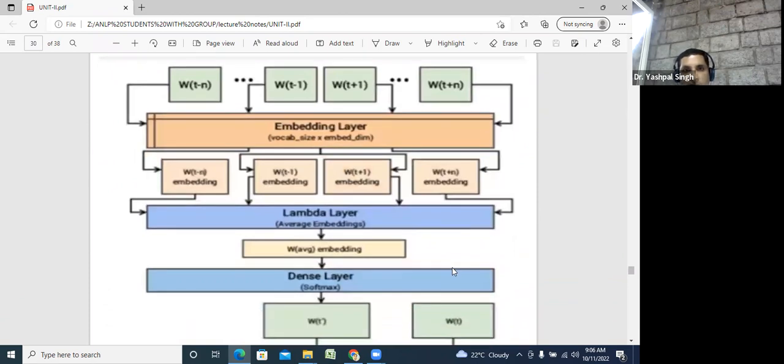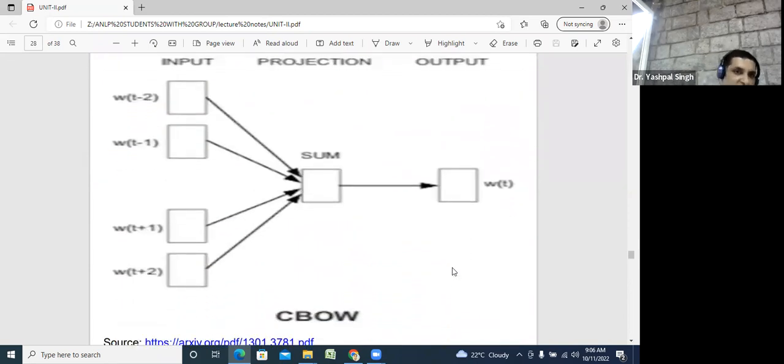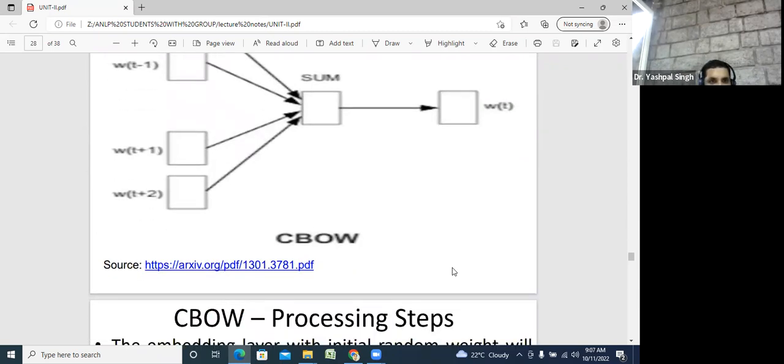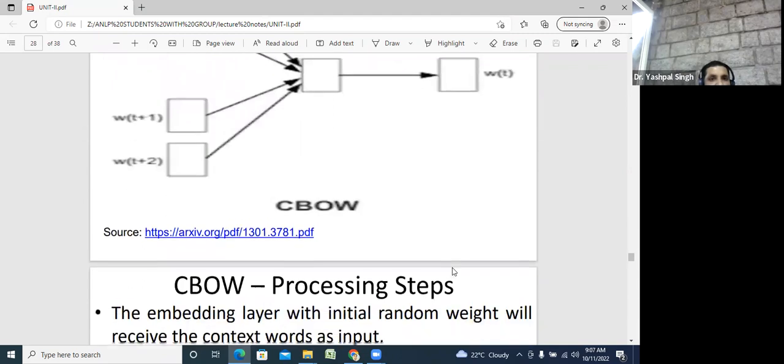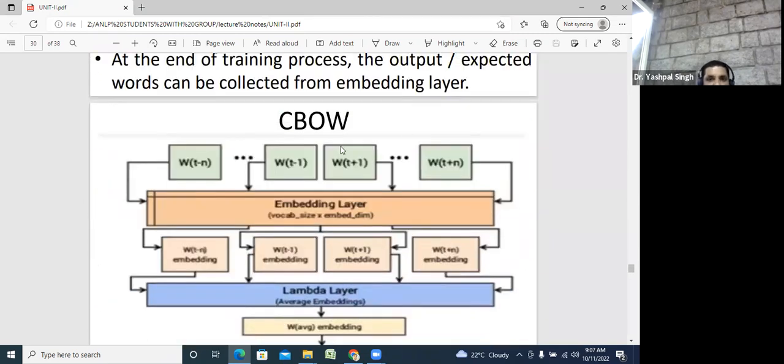Now, this is the important thing from where we started. We are now using the above model that we have discussed, where the inputs are t minus 1, t minus 2, and the other inputs will be t plus 1 and t plus 2. Now we are representing that with the help of this architecture.